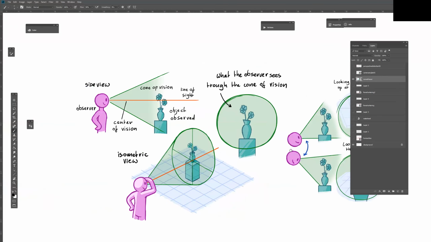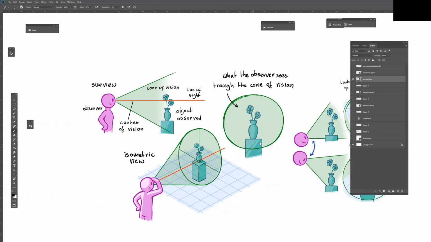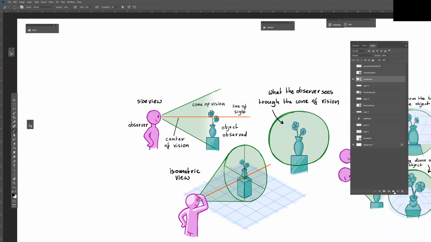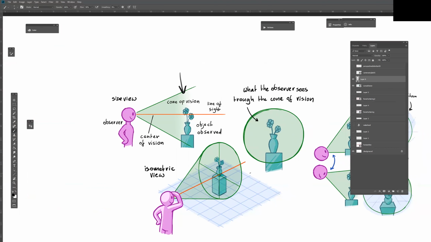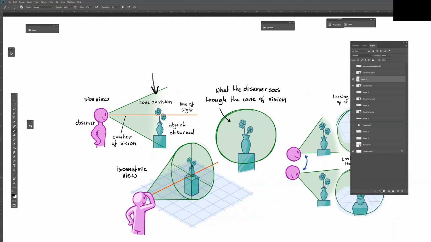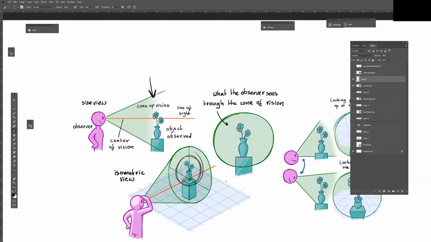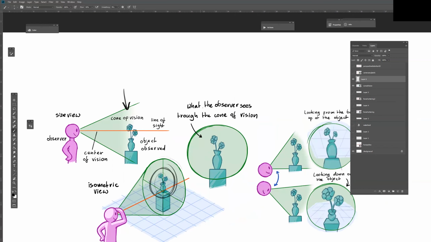So we're looking through our eyes. And one way you can call that is the cone of vision. So what we see through our eyes is the cone of vision. And what's really funny is that this circle is getting bigger and bigger. So here I'm showing how that works with looking at these flowers.